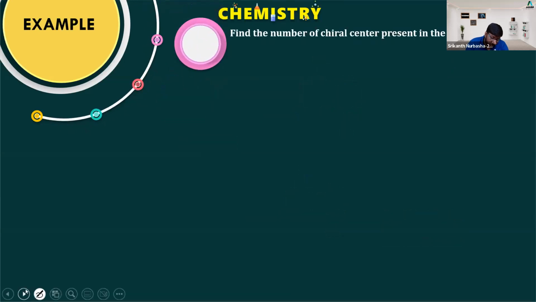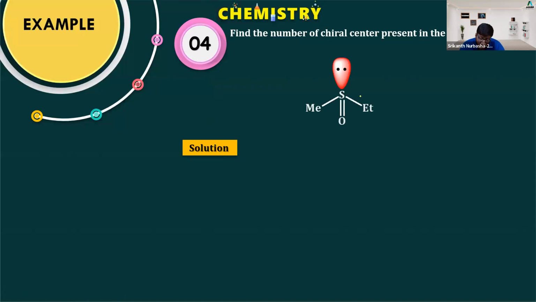Find the number of chiral centers present in the given molecule. How many chiral centers are there here? S double bond O, Et. Et means ethyl group, that is C2H5. C2H5 means CH2 with 2 hydrogens, CH3 with 3 hydrogens. So that is not chiral.